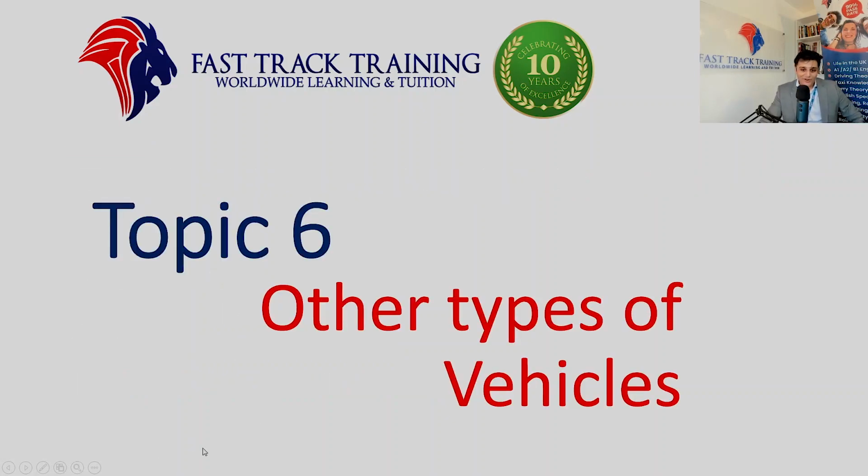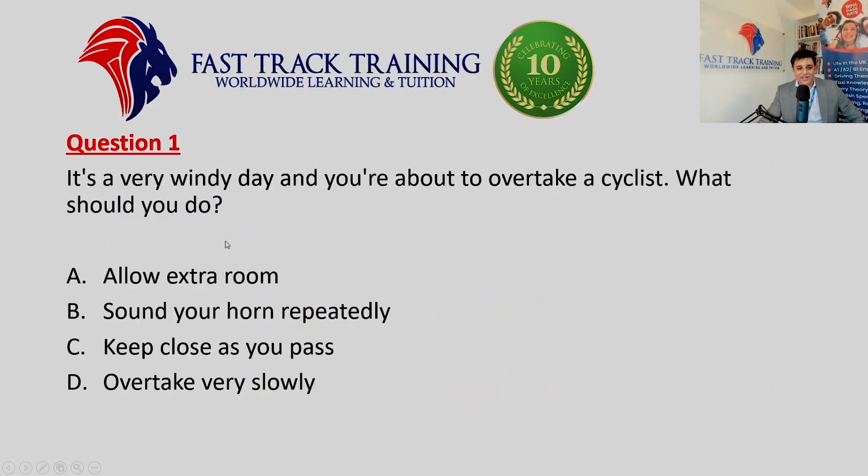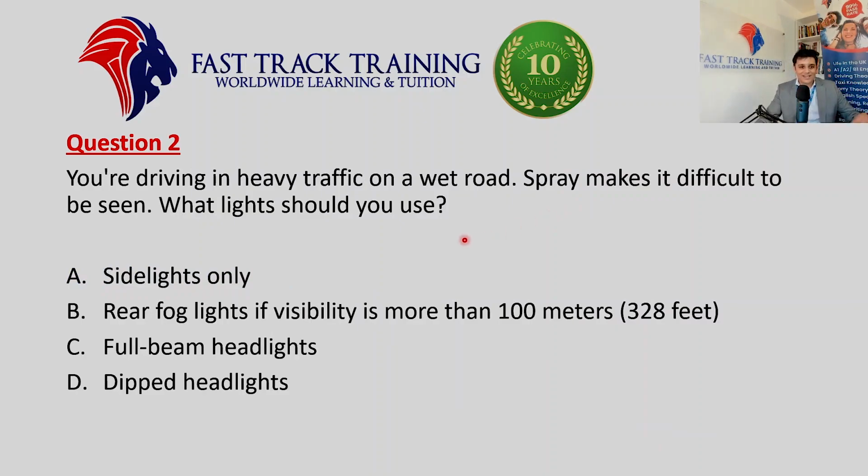All right, guys, we're halfway through. Let's keep it going. This is other types of vehicles. It's a very windy day and you're about to overtake a cyclist. What should you do? Allow extra room, sound your horn repeatedly, keep close as you pass, overtake very slowly. Again, we can see this language keeps cropping up. It's a windy day, give them extra room. It's the same language repeated again and again.